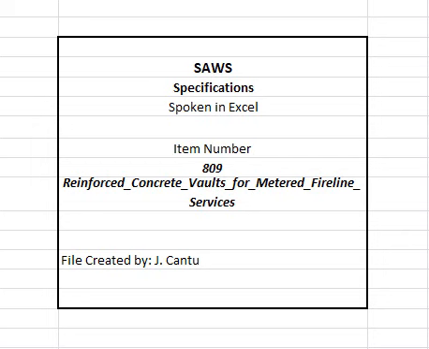809.1 Description: This item shall govern the construction of reinforced concrete vaults, cast in place or precast, for metered Fireline services in accordance with these specifications and as directed by the engineer. Reinforced concrete vaults shall be cast in place with reinforcing steel and shall include all work required to provide a complete and functional structure.